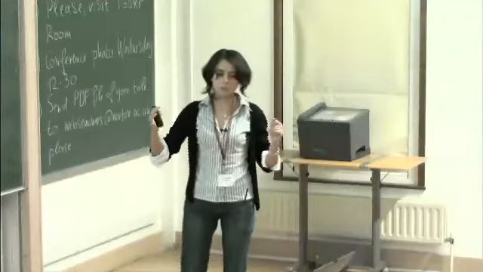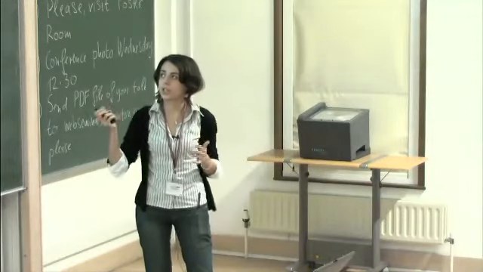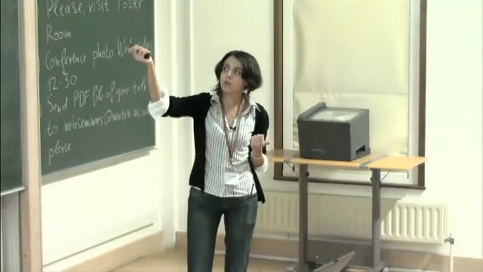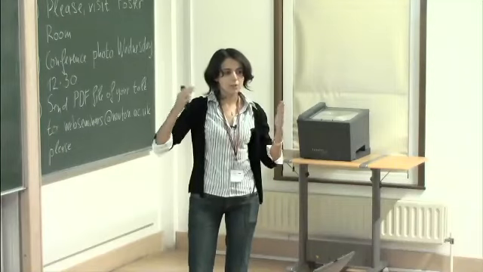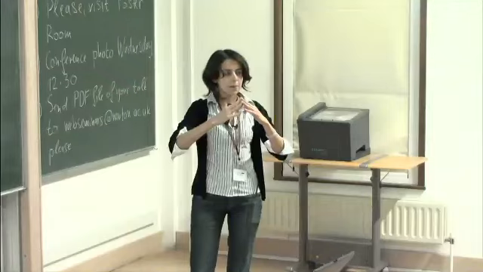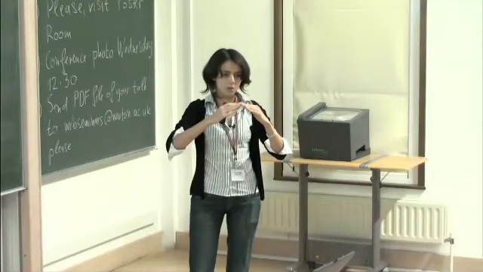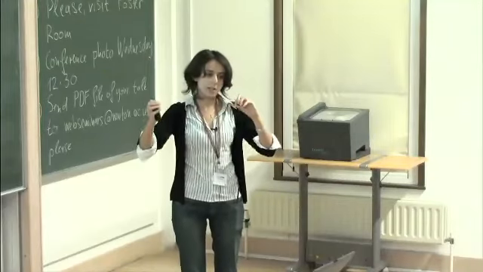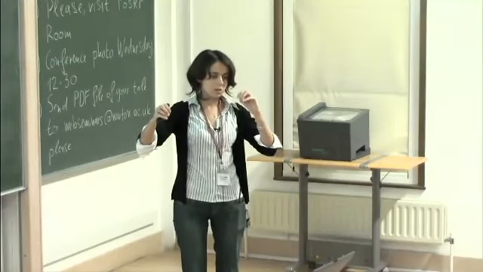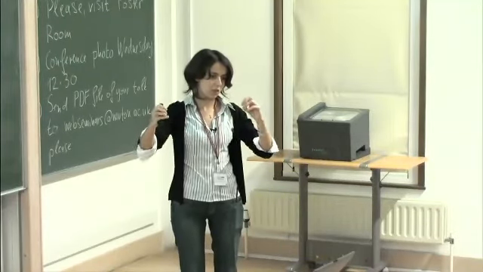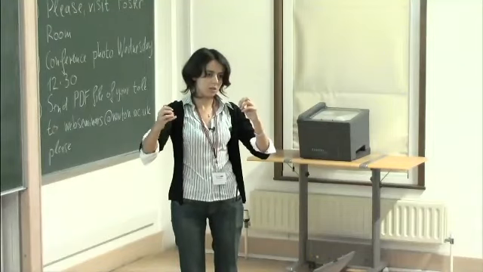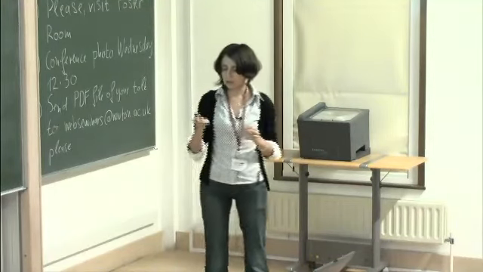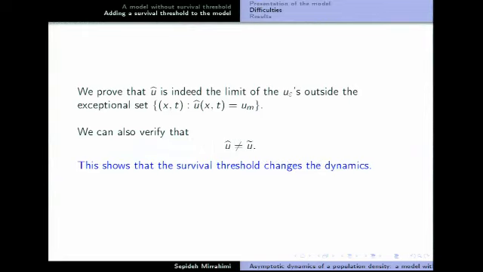So I would like to open a parenthesis here and just say that if we accept that u hat is the limit, it means that the limit is not a truncation of u1. And as we said before, the mass will concentrate at the zeros of u, so the truncation wouldn't change the zeros. So it means that the zeros of u hat are not the same as the zeros of u1. So the concentration points have changed. So the dynamics have changed in this particular example. So we can already deduce that the survival threshold in this case has changed the dynamics.